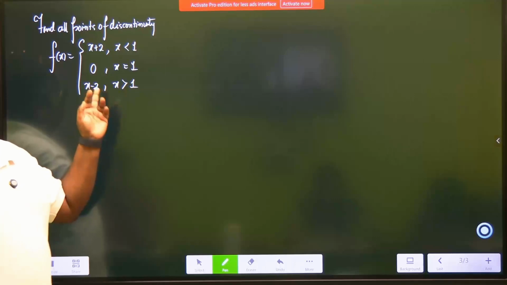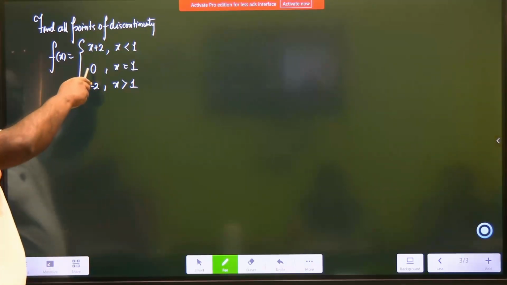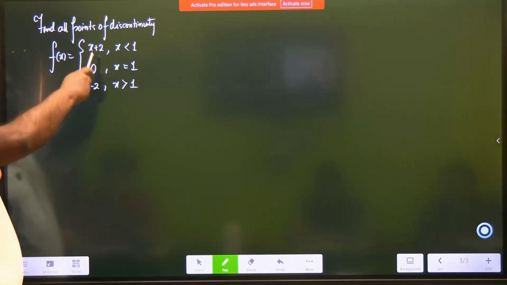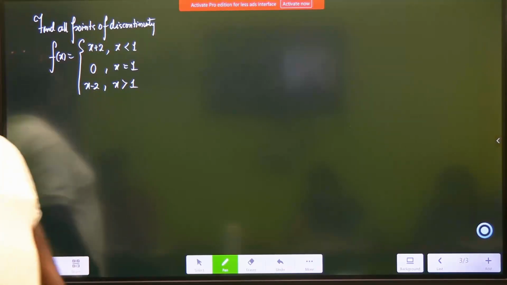This is also continuous. Now children, you can think from your own side. This is a continuous function, this is a continuous function, this is a continuous function. But is the combination of the three a continuous function or not? That is what we have to check. This is a continuous algebraic function. f(x) equal to 0 is the x-axis, continuous function. This is also a continuous function. Can we apply some common sense?